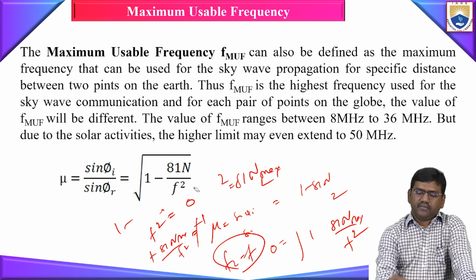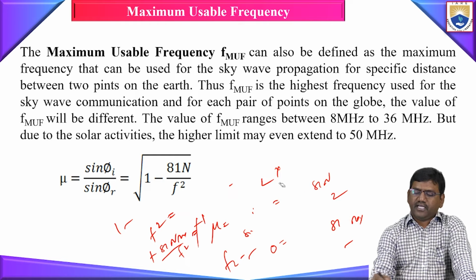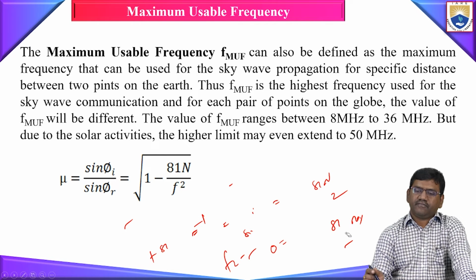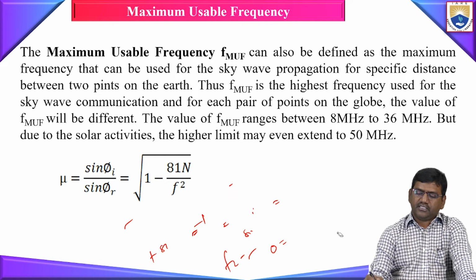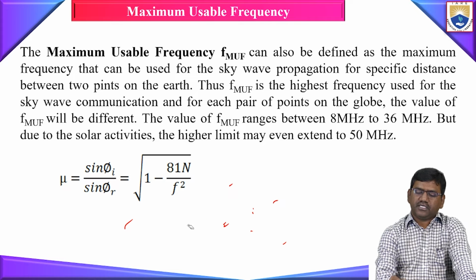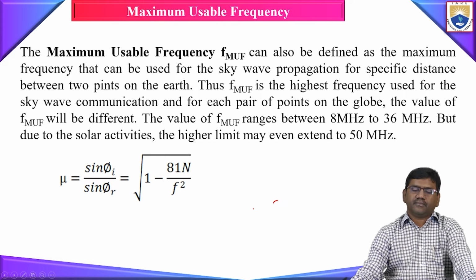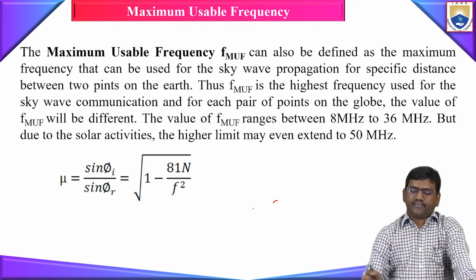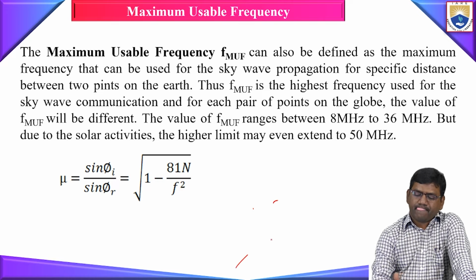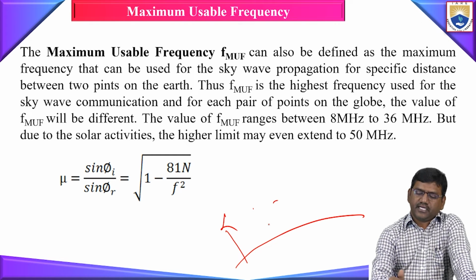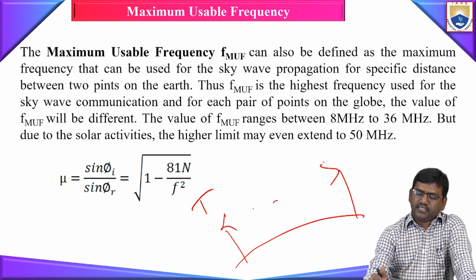Here the maximum usable frequency is defined as the highest frequency at which a wave is returned to the earth for a given distance of propagation between two points. Suppose there is a transmitting antenna here, and here there is a receiving antenna.